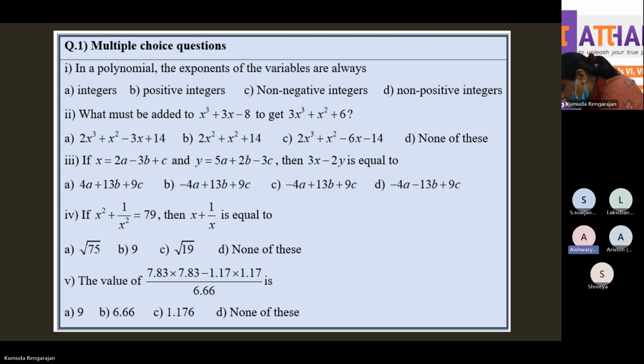Ma'am, we have to write the options also in this. Not needed. Just write the correct answer.